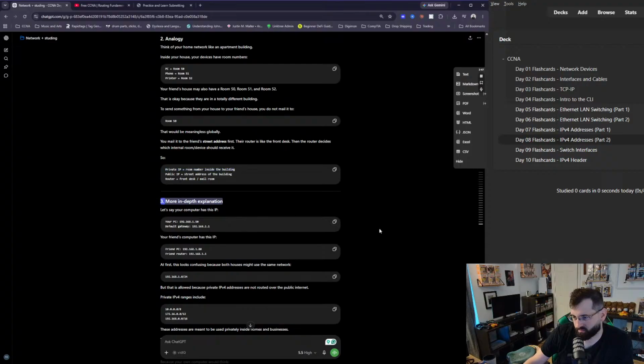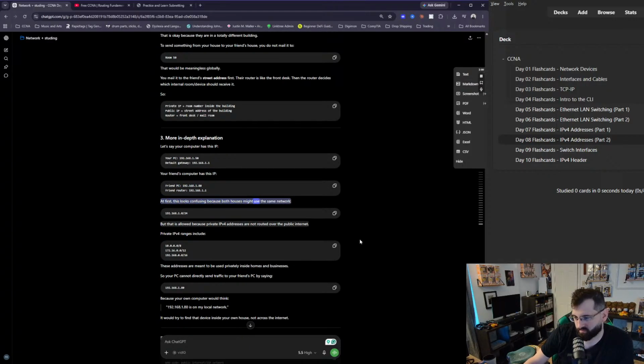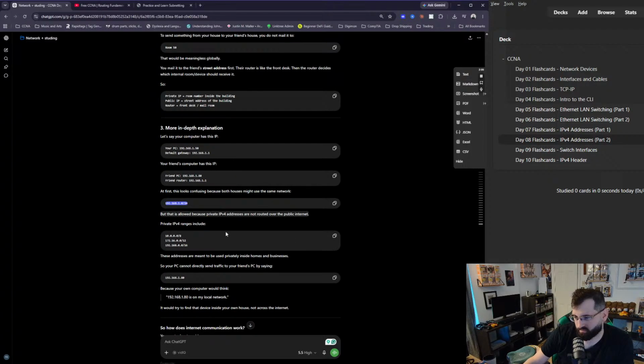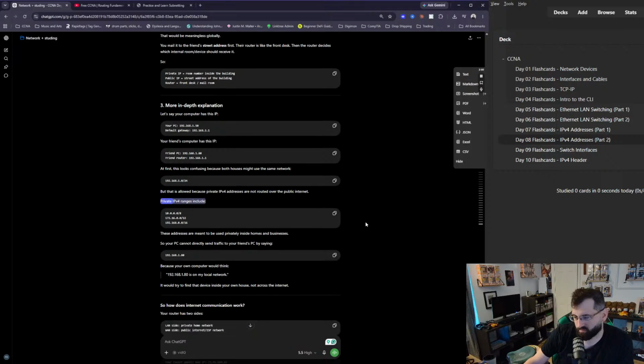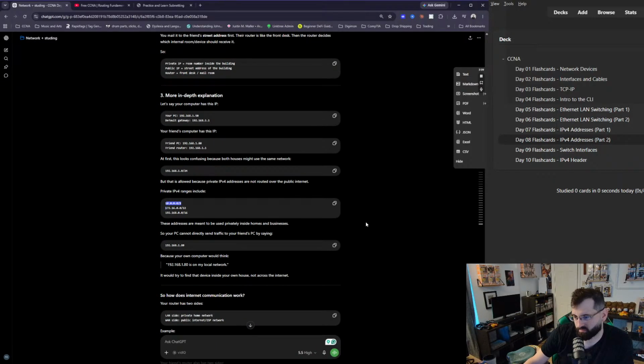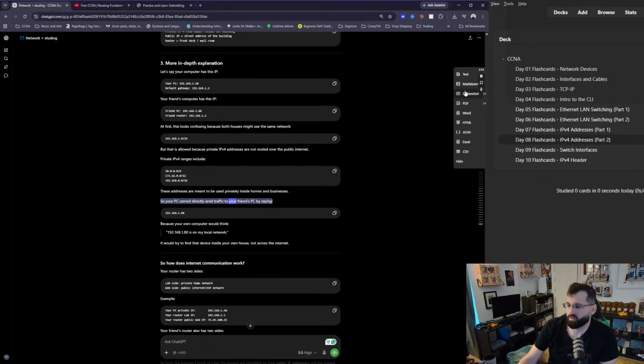More in-depth explanation. Let's say your computer has this IP, your PC, 192.168.1.50. Default gateway, 192.168.1.1. Your friend's computer has this IP, friend PC, 192.168.1.50. At first, this looks confusing because both houses might use the same network, 192.168.1.0/24. But that is allowed because private IPv4 addresses are not routed over the public internet. Private IPv4 ranges include 10.0.0.0/8, 172.16.0.0/12, and 192.168.0.0/16. Yeah, I know these. These addresses are meant to be used privately inside homes and businesses. So your PC cannot directly send traffic to your friend's PC by saying 192.168.1.50.